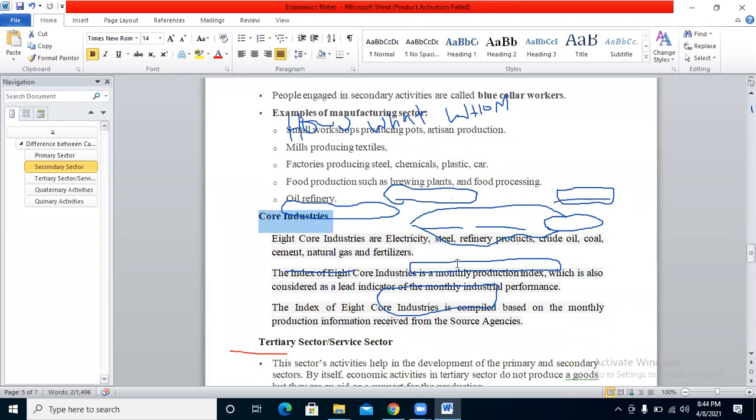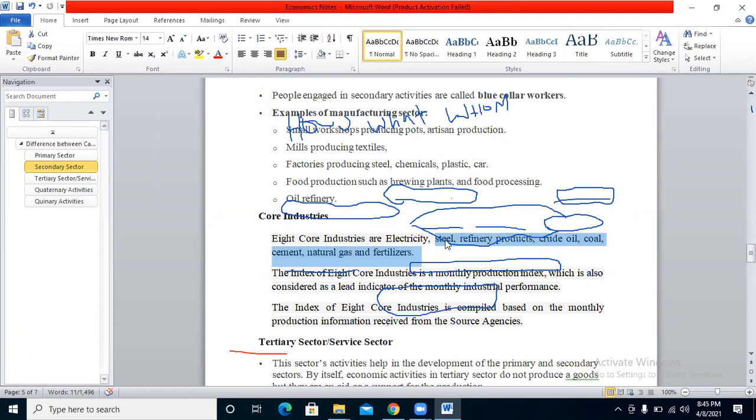So you have to understand the total 8 core industries in India. First is electricity, second is steel, third is refinery products, fourth is crude oil, fifth is coal, sixth is cement, seventh is natural gas, and last is fertilizer. So you have to remember the order of the core industries.